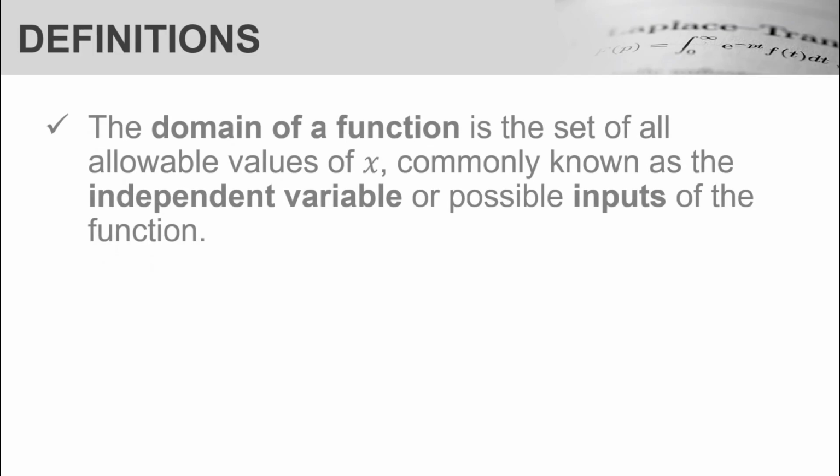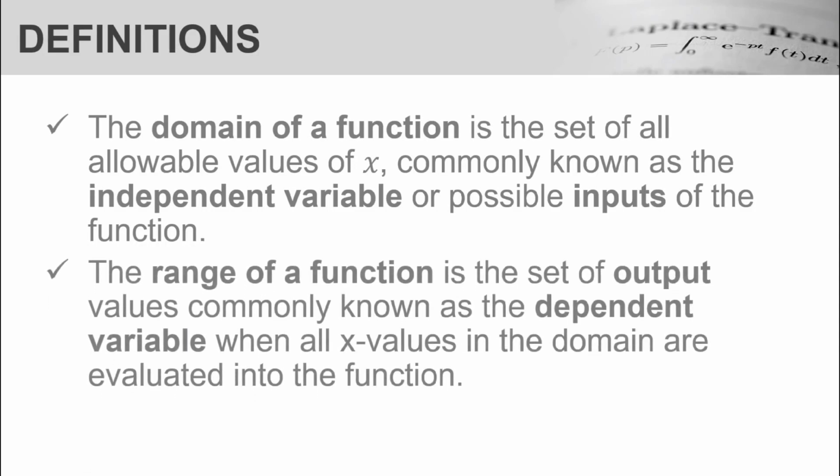Let us now proceed to the definition of the domain and range. The domain of a function is the set of all allowable values of x, commonly known as the independent variable or possible inputs of the function. The domain is also known as the independent variable, or sometimes referred to as the input, while the range of a function is the set of output values, commonly known as the dependent variable, when all x values in the domain are evaluated into the function.